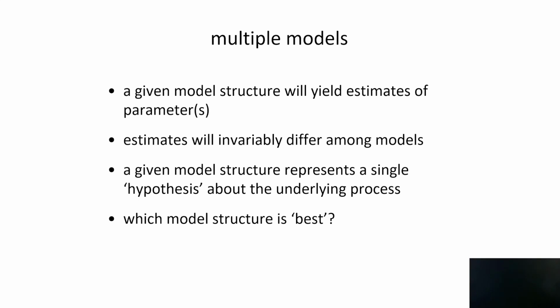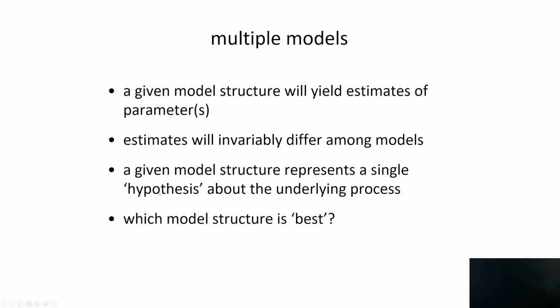The thing about a model that we have to keep in mind is that for any given model, structure will yield estimates of parameters. All right. So as a result, we have to understand that each model is going to potentially yield different estimates of parameters, and in fact can almost be guaranteed to do so, except in a very few special cases. Each model is a representation of a different hypothesis. The models themselves will yield different estimates of the parameters, and those estimates will differ amongst the models.